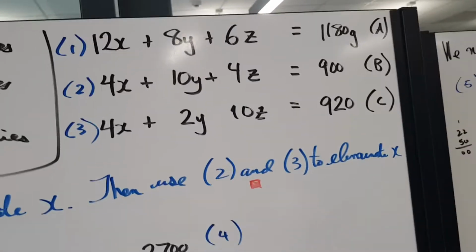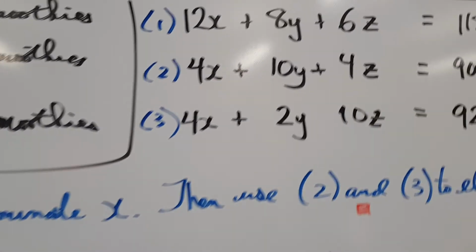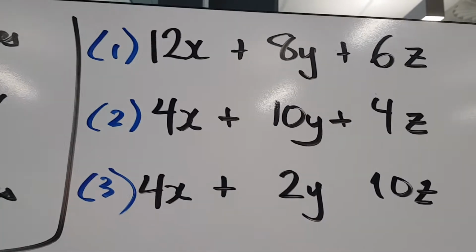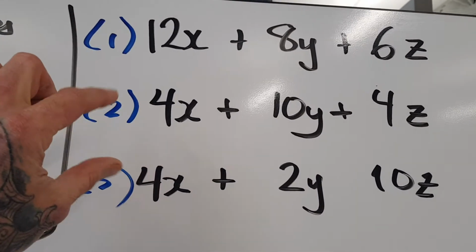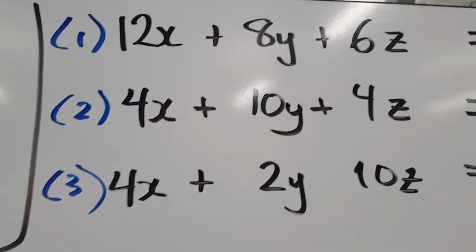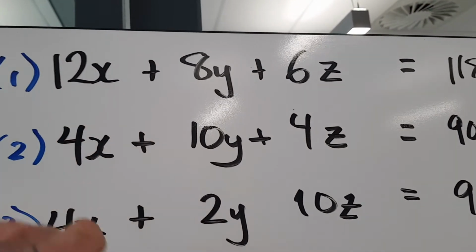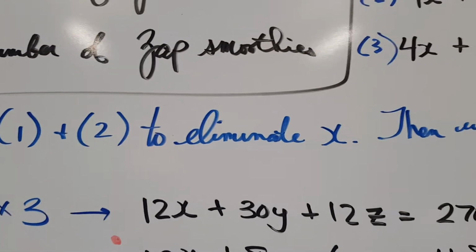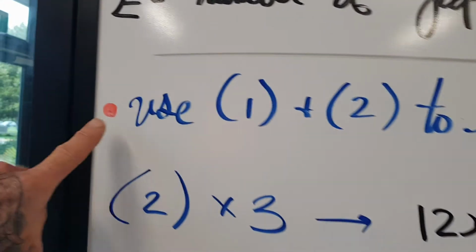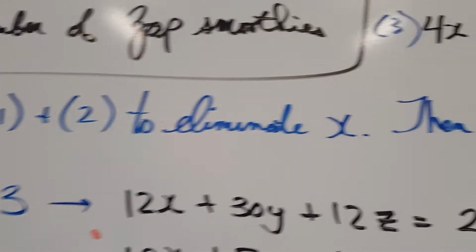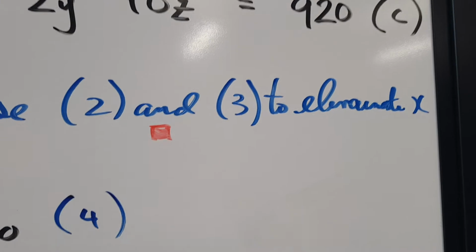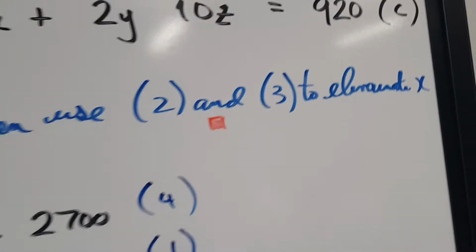What we're going to do now: I notice that in equations 1, 2, and 3, the X variable has coefficients. In 1, they're the same, so that's going to be easy to eliminate. And 12x is a multiple of 4x, so I'm going to use equations 1 and 2 to eliminate x, and that's going to be the work with the little red dot. And then I'm going to use equations 2 and 3 to eliminate x. That's going to be the work with the red square.